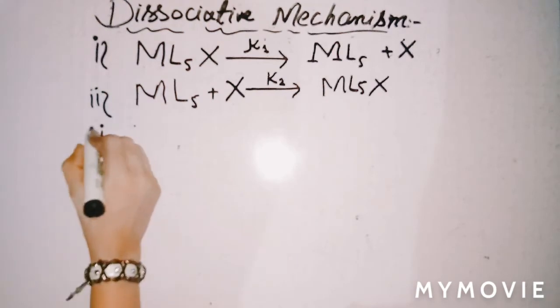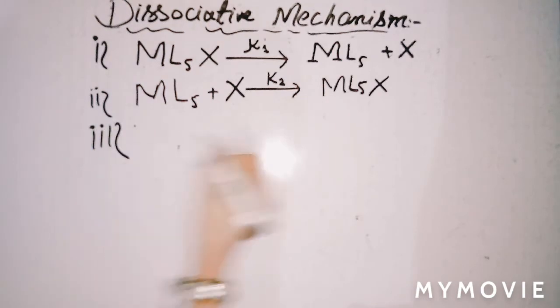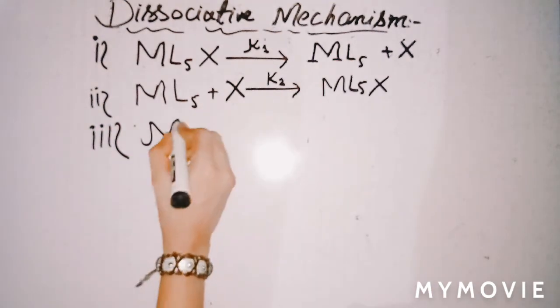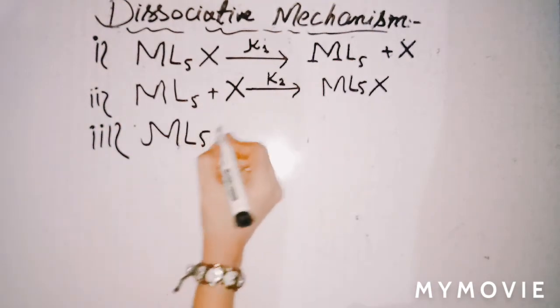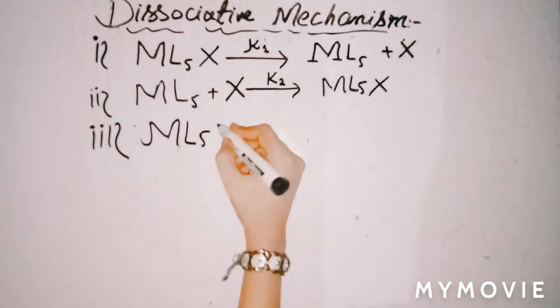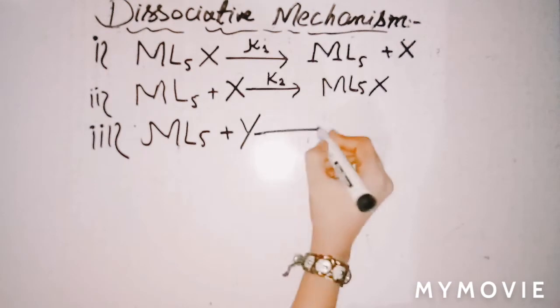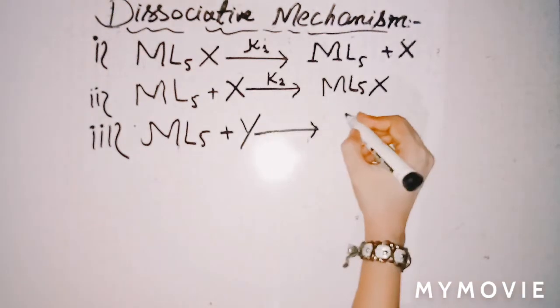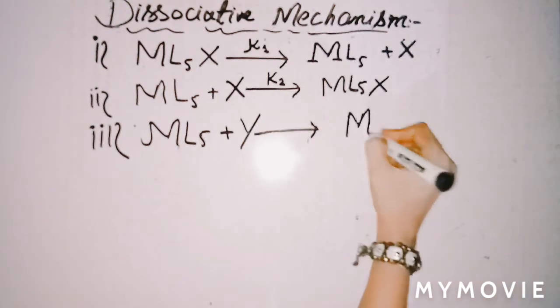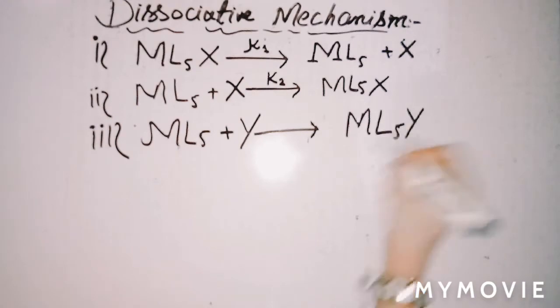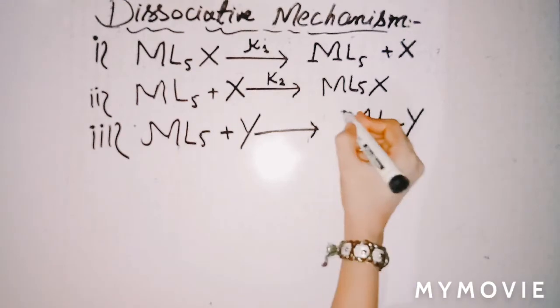In the third step, this intermediate ML5 reacts with the incoming ligand, that is the Y ligand, and yields the final product. That is the final product.